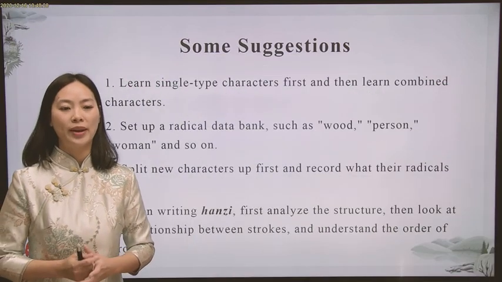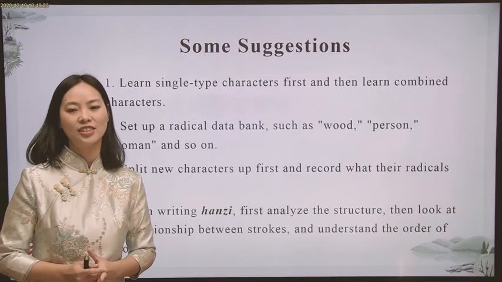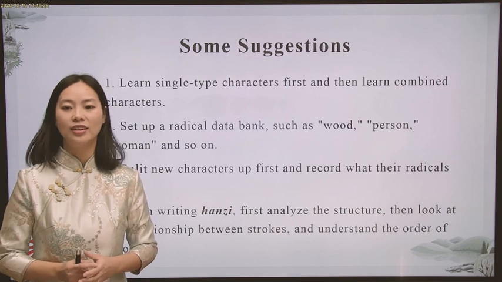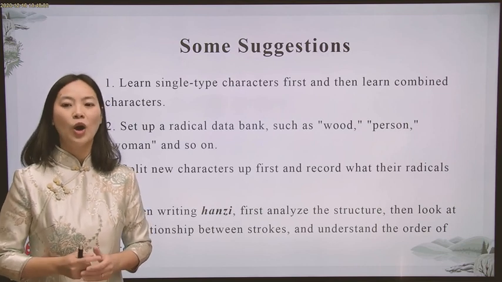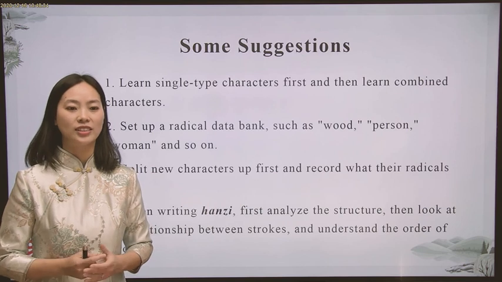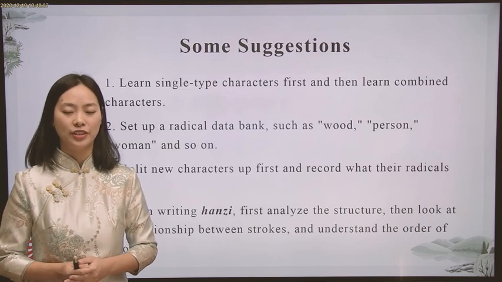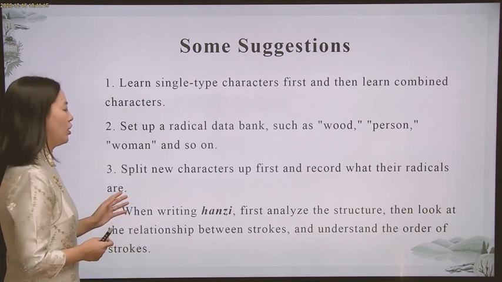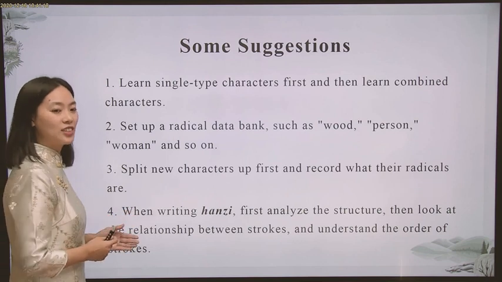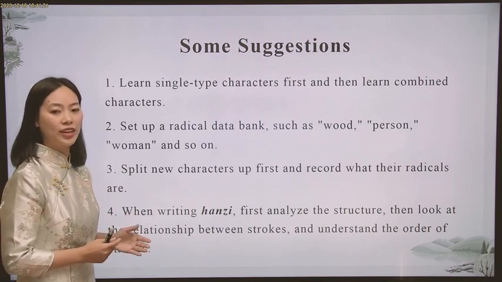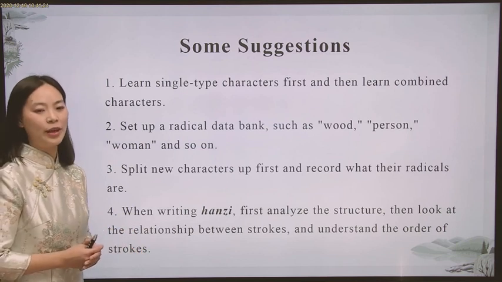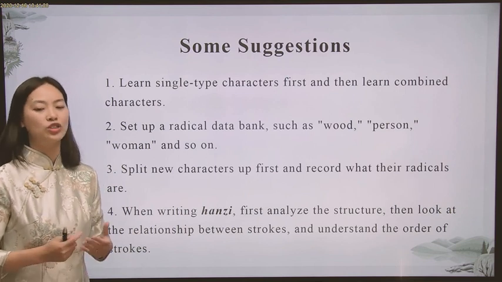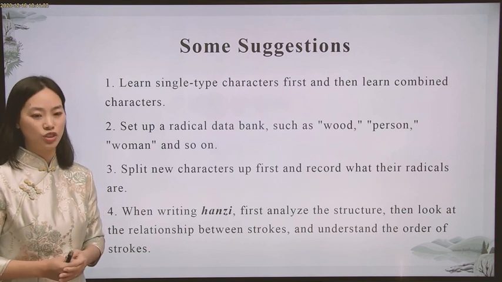So, if you are planning to learn Hanzi, here are some suggestions for you. First, I suggest you learn single type characters and then learn combined characters. When learning combined characters, I suggest you set up a radical data bank first, such as wood, person, woman, and so on. When you meet new characters, I suggest you split them up first and record what their radicals are. When writing Hanzi, first analyze the structure, then look at the relationship between strokes, and understand the order of strokes.